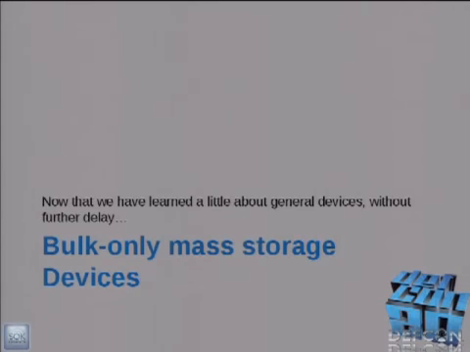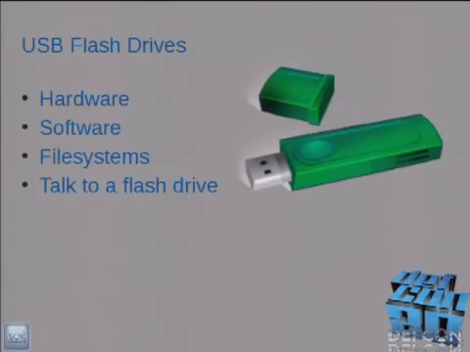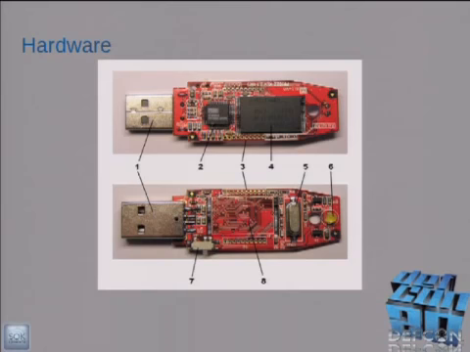So now that we've learned a little bit about general devices and such, without further delay, let's talk a little bit about bulk-only mass storage devices. And how does this stuff work? We're talking about flash drives primarily. What kind of hardware do they have, software, file systems, how do you talk to them, things like that.